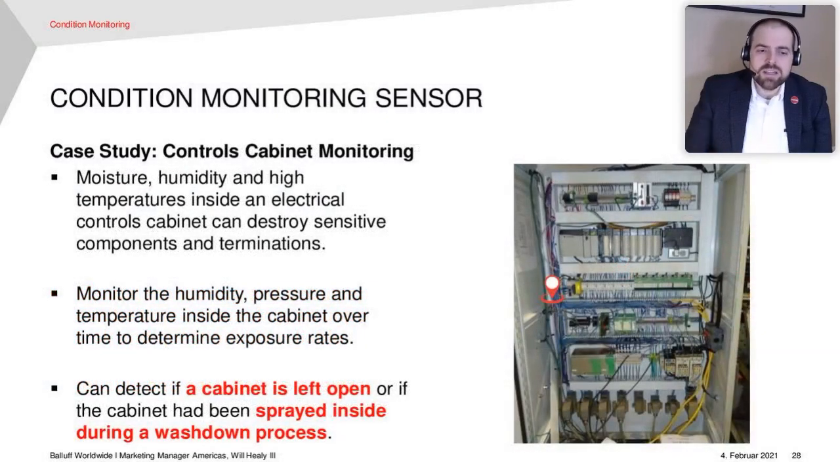And then I believe this is my last case study. Inside a controls cabinet, monitoring moisture, humidity, high temperatures inside a controls cabinet can really destroy sensitive components and terminations. You could actually detect, depending upon the plant, if a cabinet's left open or if a cabinet's been sprayed inside during a washdown process. If you've got humidity and pressure measurement there, you could see a spike in the values. So, there's options to understand better what's going on with your controls cabinets based upon changes in temperature, pressure, humidity, and even vibration.